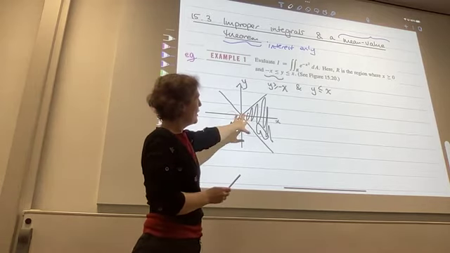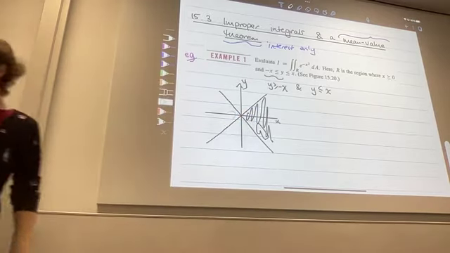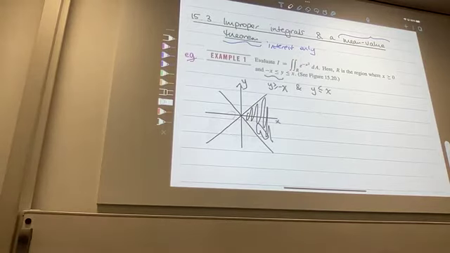So if we think about what our limits are here, tell me my y limits first, because those are straightforward. Minus x to x, so that's not a problem. And x integrates from? 0 to infinity. And right away, that's a problem.